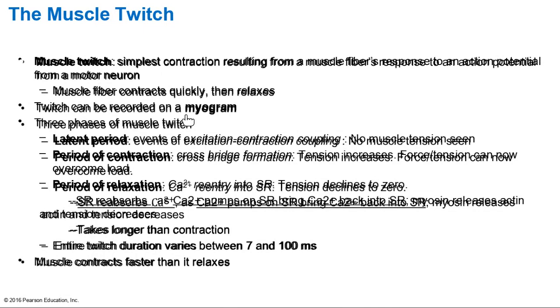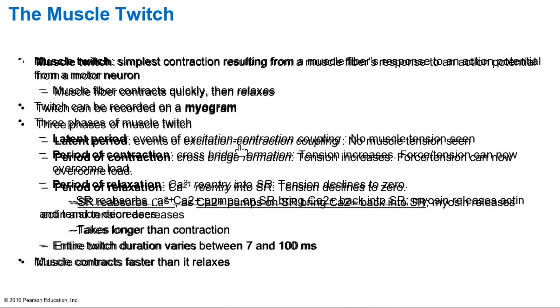Now this is recorded on what's called a myogram, and we'll see a picture of that. There will be 3 phases to a muscle twitch or muscle contraction. You have a latent period, period of contraction, period of relaxation. This was also a question on your quiz that you had in lab. What's the latent period? Well, during the latent period, no activity is really seen in muscle yet. This is representing the activity of the neuron at this point, the excitation part, and how we have this activity occurring at the neuromuscular junction, right?